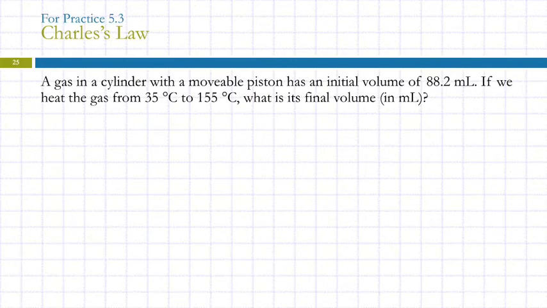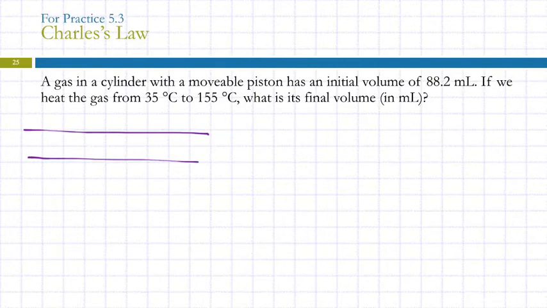So let's do a Charles Law problem. Gas in a cylinder with a movable piston has an initial volume of 88.2 milliliters. If we heat the gas from 35 Celsius to 155 Celsius, what is its final volume in milliliters? So this is a very straightforward type of simple gas law problem. Again, I would encourage you to make a table and collect the numbers.